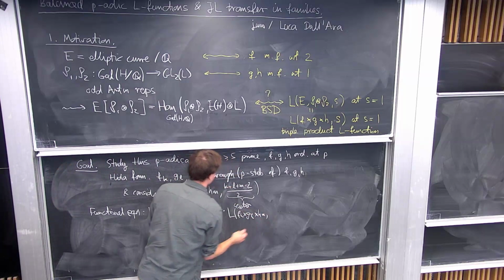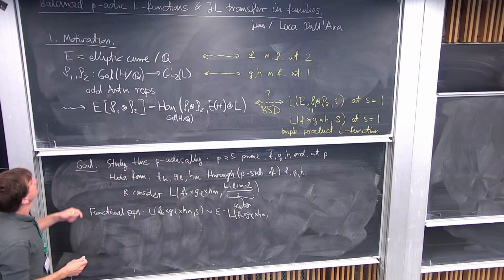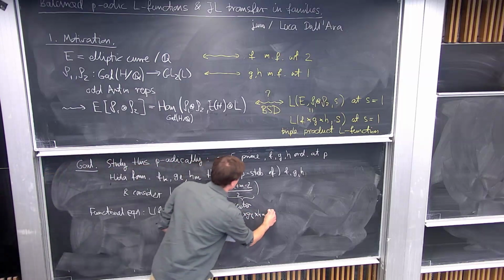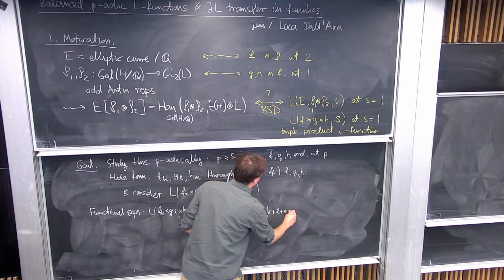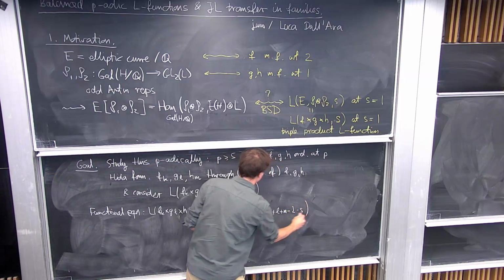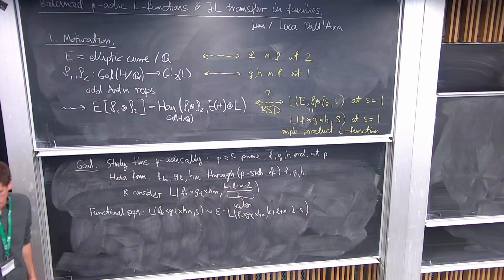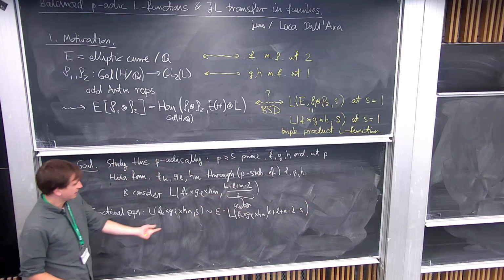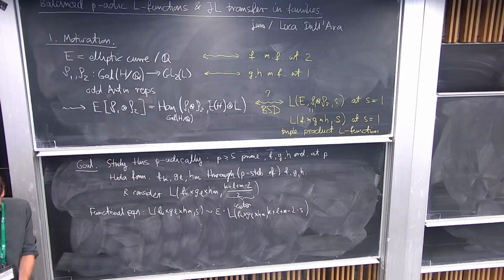Okay, let me just simplify it to this: k + l + m - 2 - s. So you see this point is exactly the center of that functional equation. And this epsilon factor is plus or minus 1, and there are some other factors that I'm ignoring.